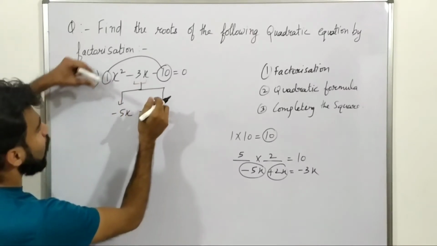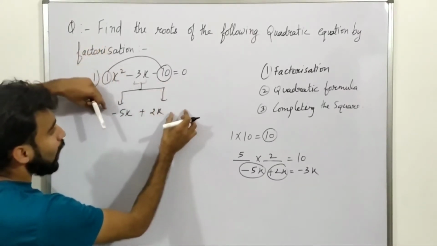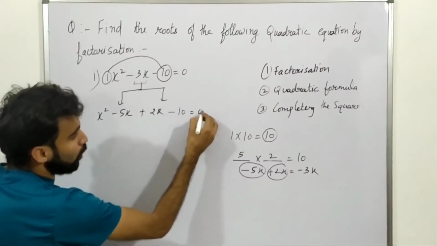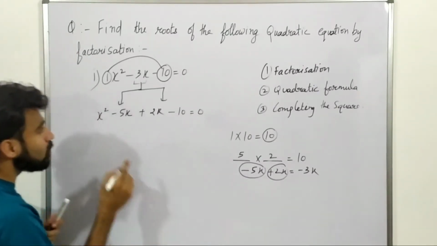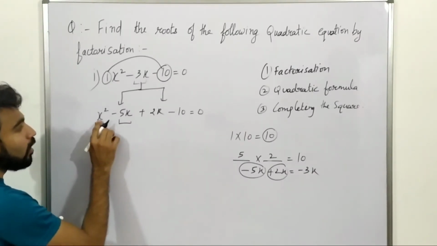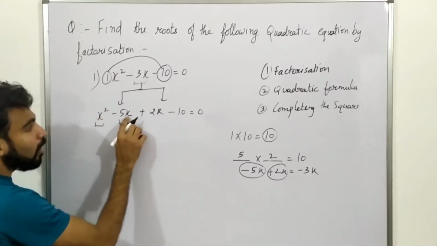Now the next step is I will write the other terms as it is. So that will be x squared minus 10 equal to 0. So now the next step is you have to take common from the first two terms here. Now you can clearly see that the power of x is 2 here, the power of x is 1 here.